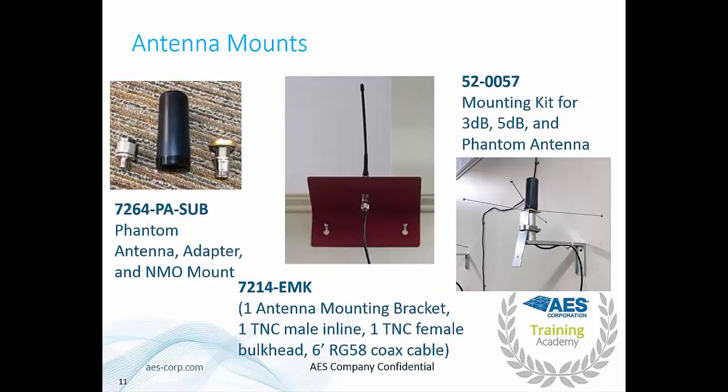Here is the NMO mount that will allow you to install the Phantom antenna in the top of the subscriber. You will have to bore out the hole in the top of the subscriber a little larger to fit the NMO mount. Then you will be able to use the top of the subscriber as your ground plane, so there will be no additional installation necessary.